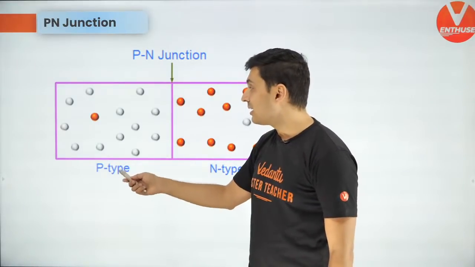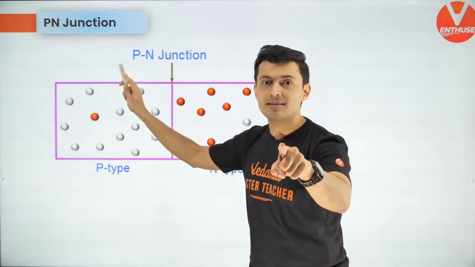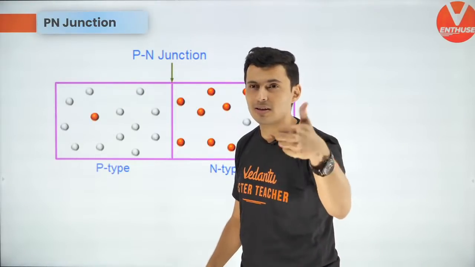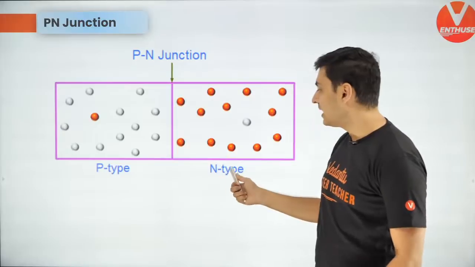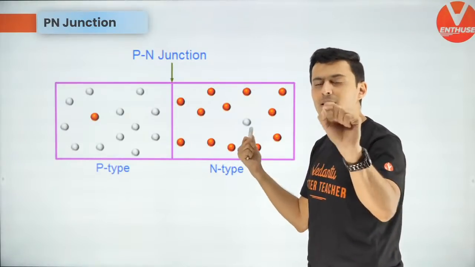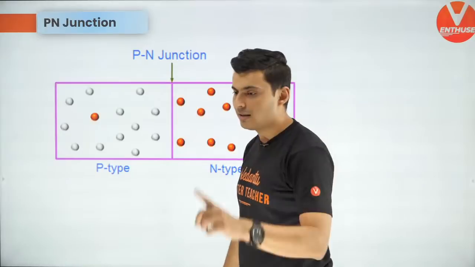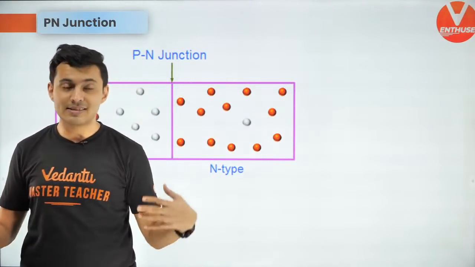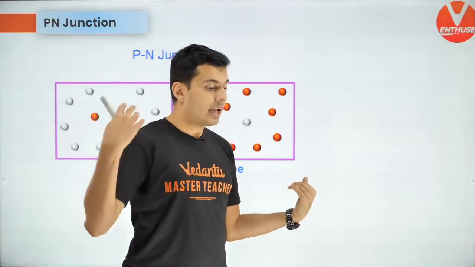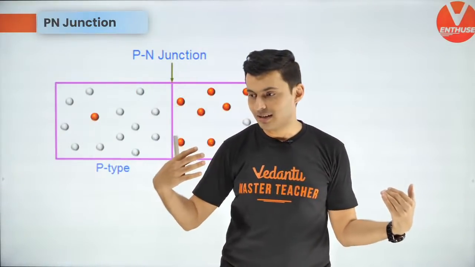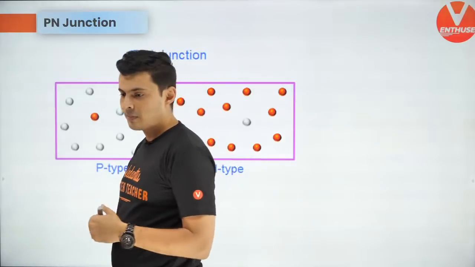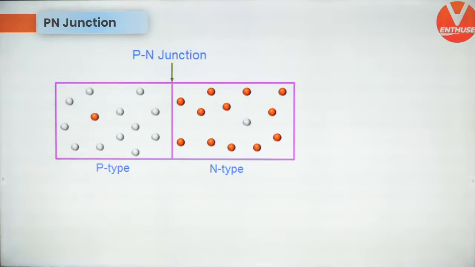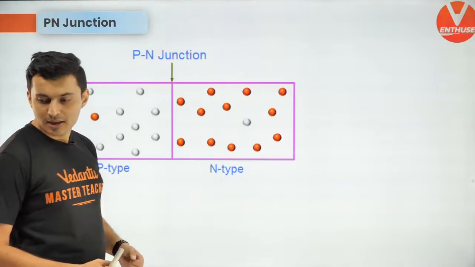Majority in P is holes, minority is electrons. P is positive, more holes. N is negative, more electrons, fewer holes. Is that clear? Yes, they are already doped. P is doped by P type material, N is doped by N type material. Excellent. Thank you, Satyapriya. Thank you, Preksha. Very good, Lekha.